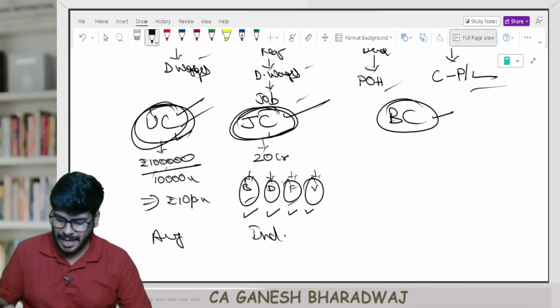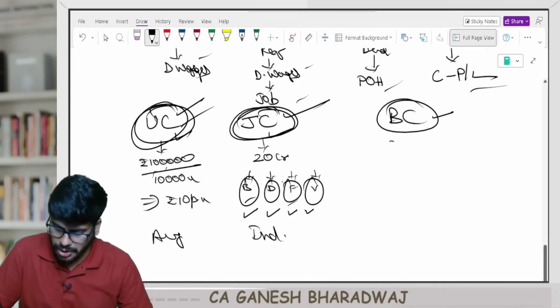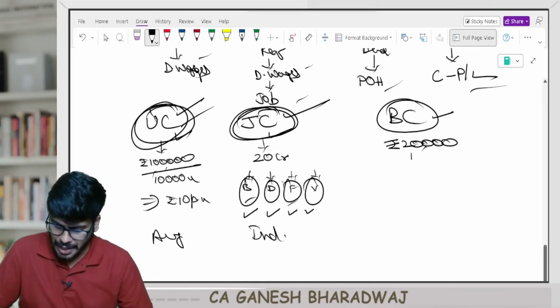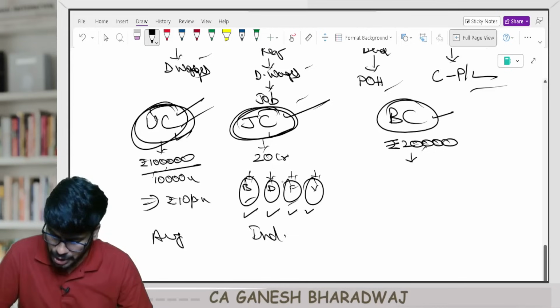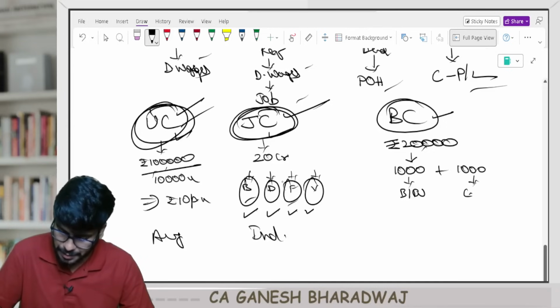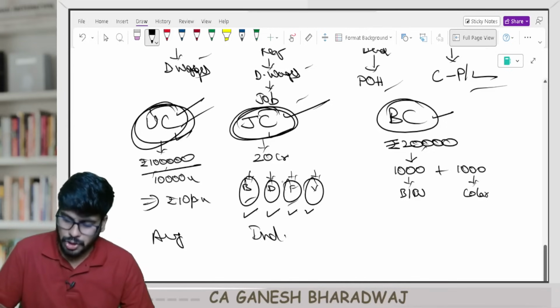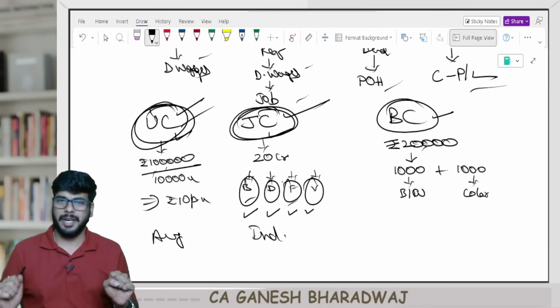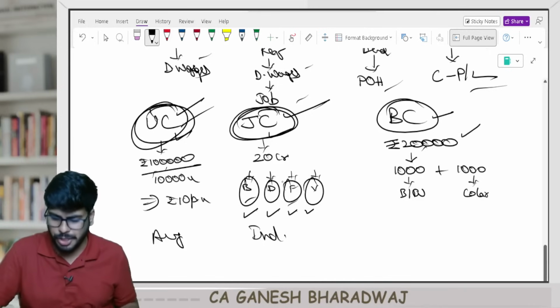Now, let us say I incurred a total cost of 20,000 rupees. I incurred this total cost of 20,000 rupees to print what? To print 1000 black and white pages plus 1000 color pages, right? So what did I do? I printed 2000 pages, 1000 black and white, 1000 color, right? And overall I spent how much? 20,000 rupees.